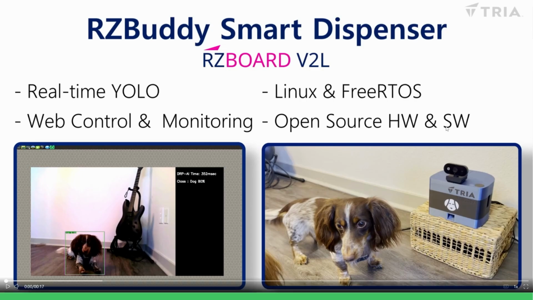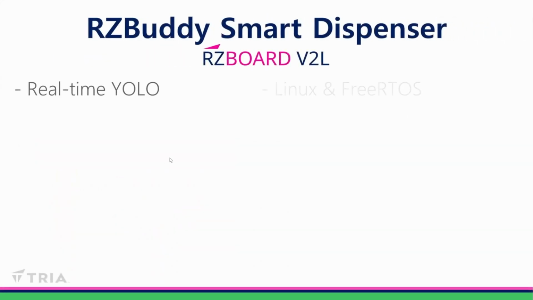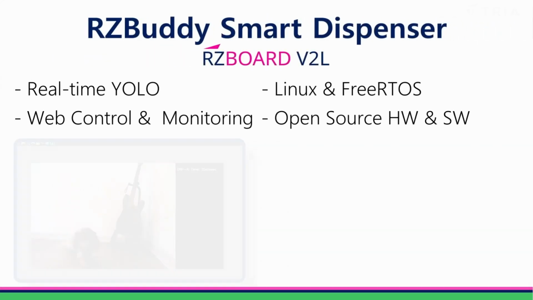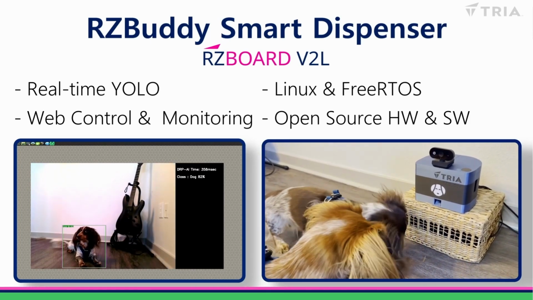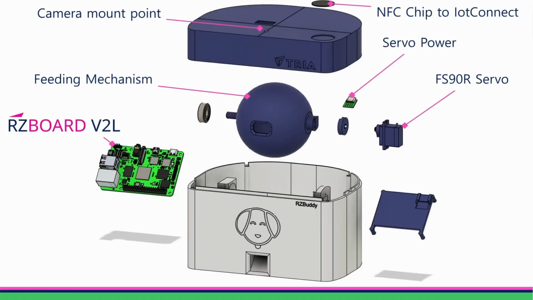It's a smart treat dispenser that allows you to monitor and train your pet while you're away from home. It's powered by RZ board V2L and IoT Connect. It runs real-time YOLO, Linux and FreeRTOS in parallel. You can control and monitor via IoT Connect, and it's all open source hardware and software. So if you're interested in figuring out how to build this or use it as a reference design, it's all open source on GitHub.